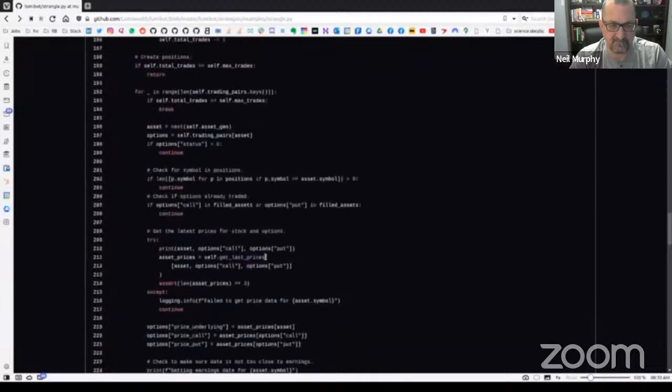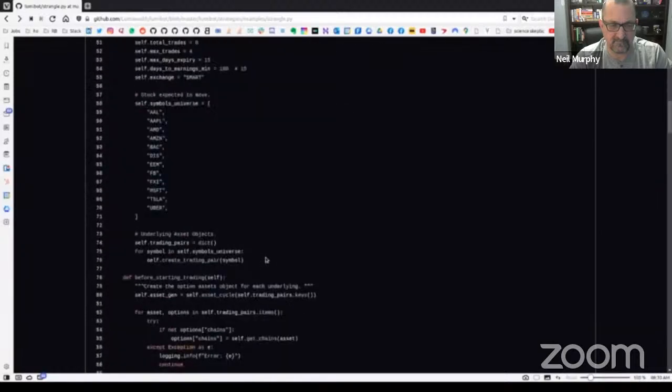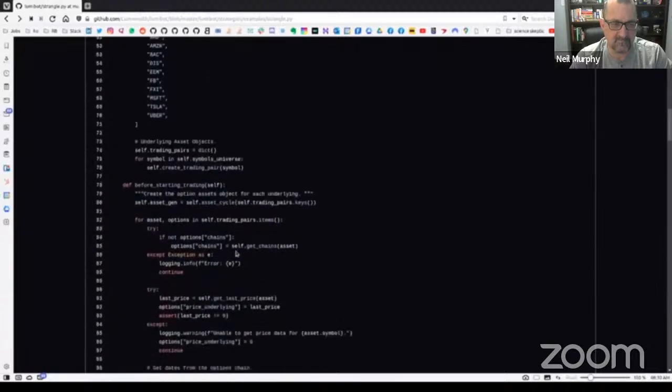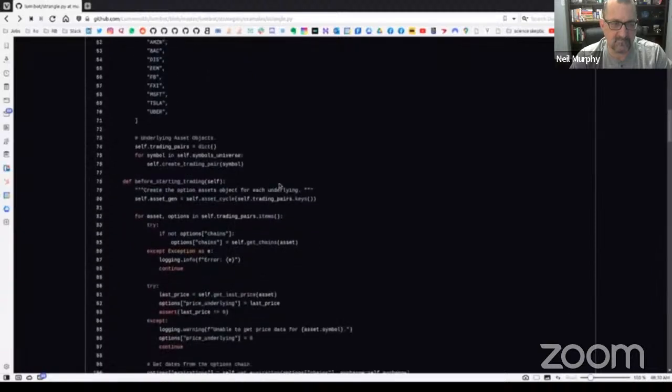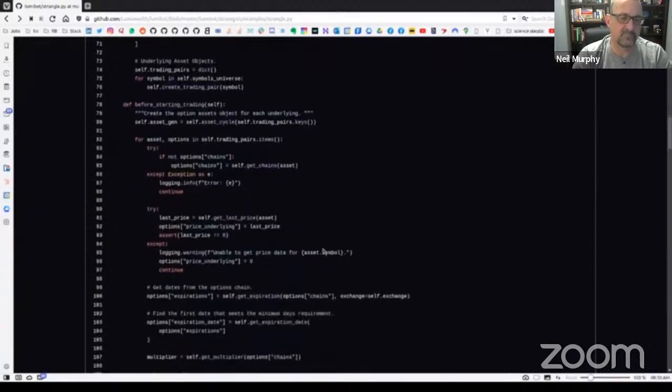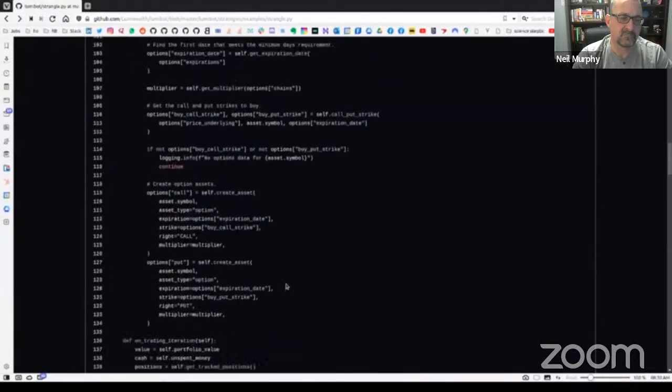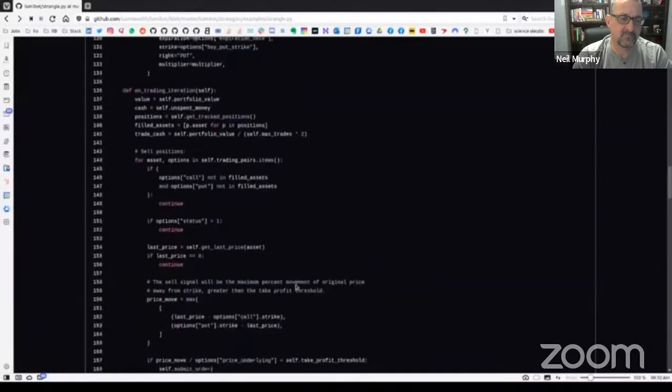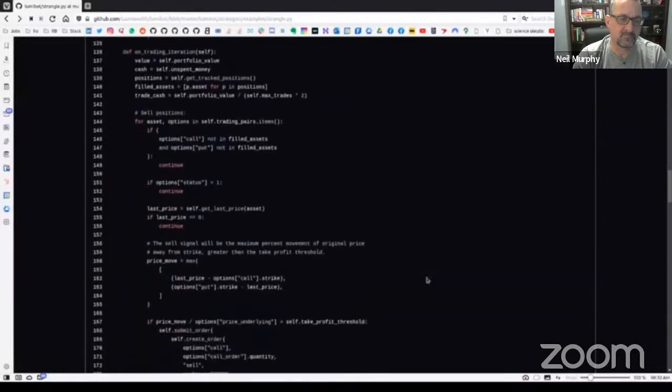Lumibot works in life cycles. It starts off with before trading. Before starting trading life cycle, this is where we're going to set up the initial dictionary. Not going to go through this here. You'll learn about this in the course. And then when you get into the iteration, this is where we start selling and buying.